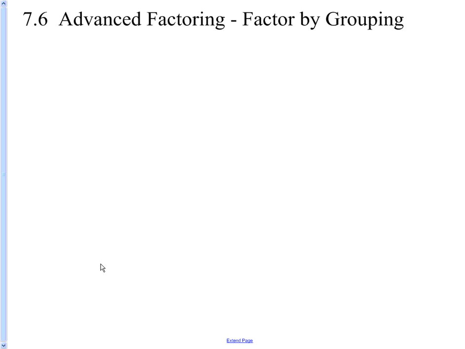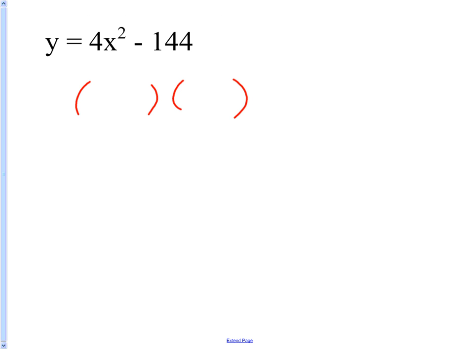Today we're talking about advanced factoring, like the hard stuff. We're going to start with easy stuff, but then move on to the hard stuff, which includes factoring by grouping. All right, this one, I'd like you to take a second and solve this one. I will pause. You should know how to do this one. It's one of those difference of squares.